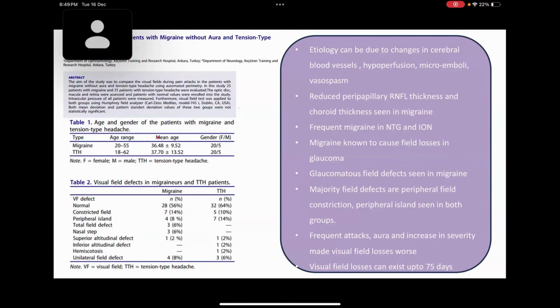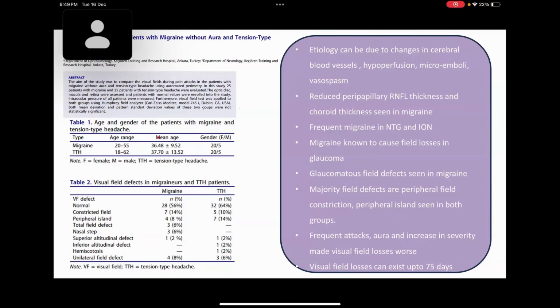Now, tension type headaches and migraine all come in one category. It is all primary headache disorders. Depending upon the symptomatology, we classify them as migraine or tension type headache, right? So this study aimed at understanding what visual fields were seen in two groups during the pain attacks. They had taken around 25 patients in both groups, and in both groups, females were more commonly affected.